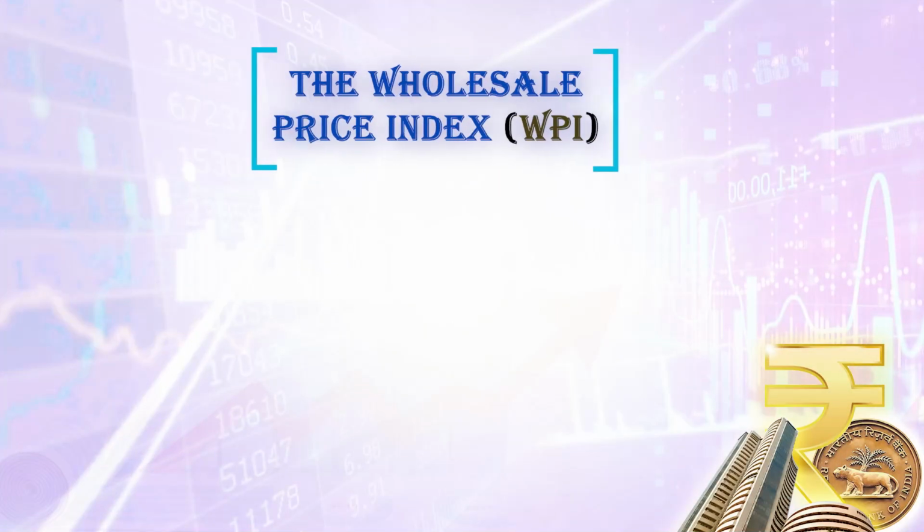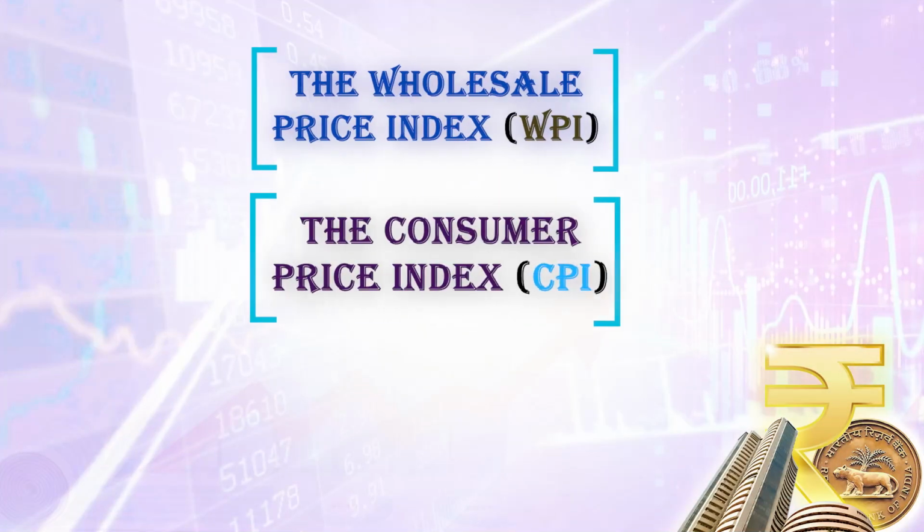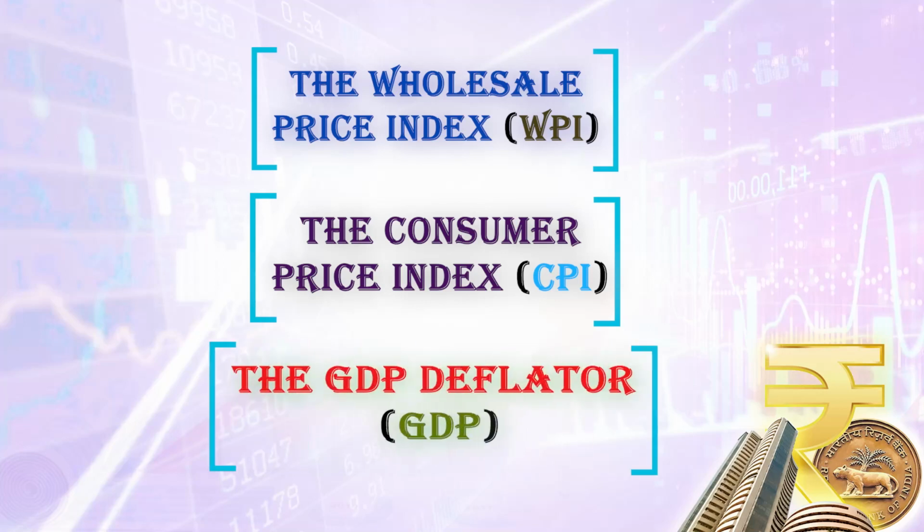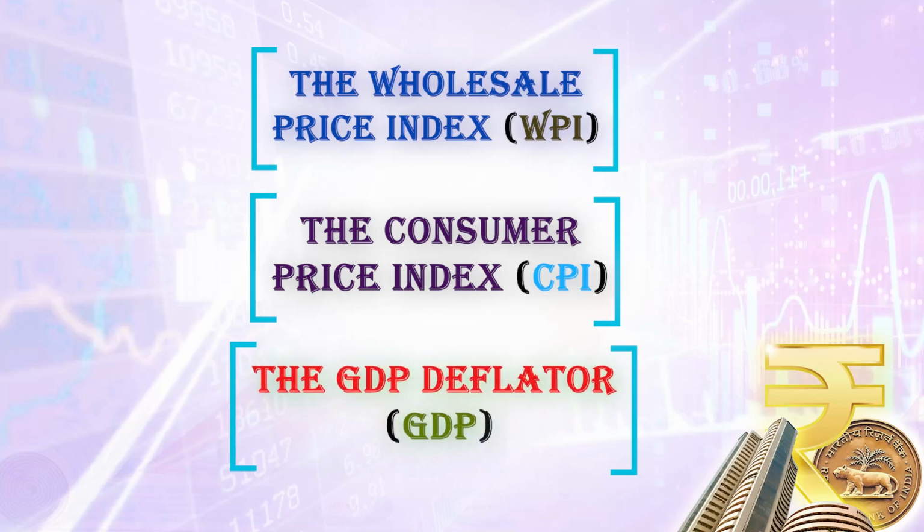Now, in India, there are three major indices by which we try to capture this general price level. The first is the wholesale price index, WPI, then the consumer price index, CPI, and the GDP deflator. Now, for the wholesale price index, we are considering a basket of wholesale goods, the tradable goods, including all categories and subcategories of those goods.